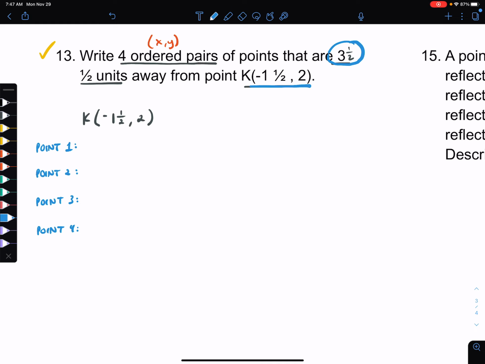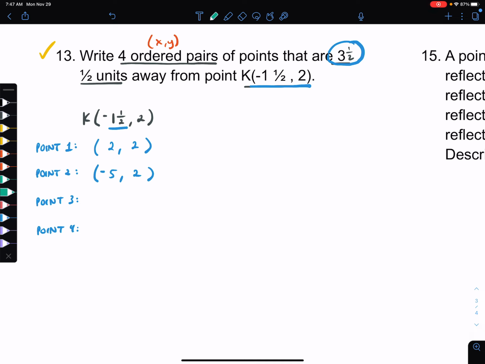We can go 3.5 units in any of the directions. So let's just start with the x's. If you go to the right from there 3.5 units, it takes 1.5 units to get to 0, and then we need to go another 2 units. So that's going to be (2, 2). But we could also go to the left. If we go to the left, then that'll be negative, what's 1.5 plus 3.5? I think that's going to be 5, right? So (-5, 2).